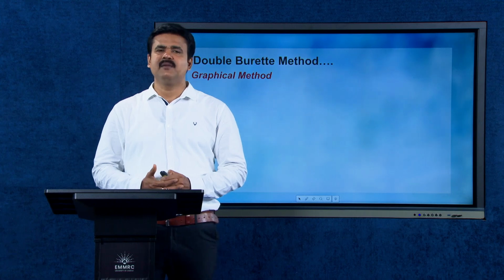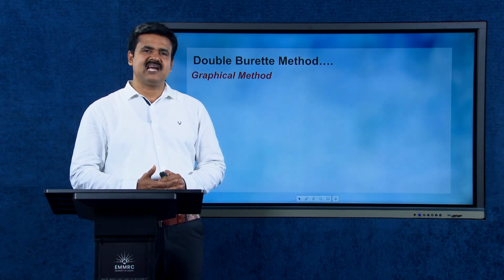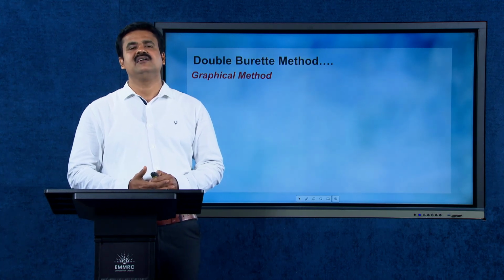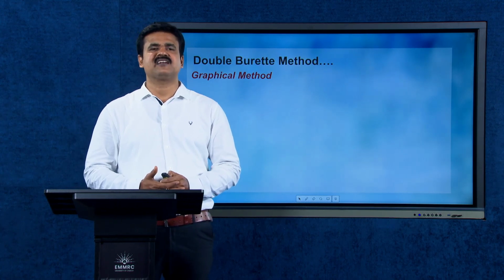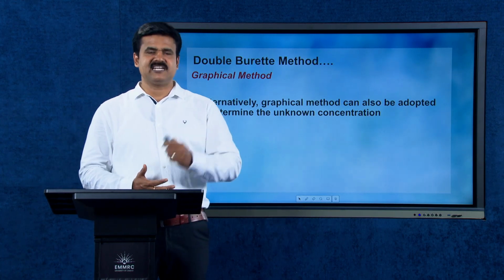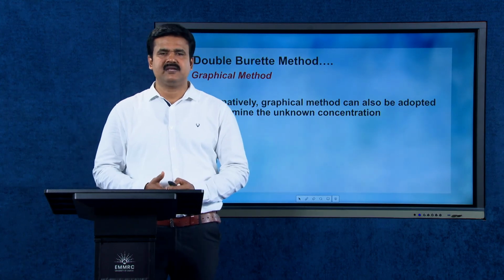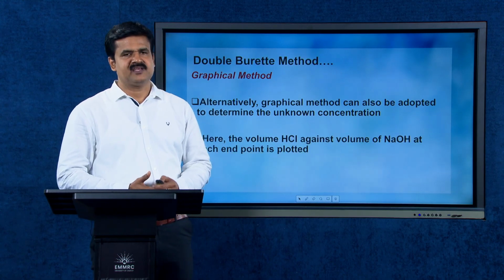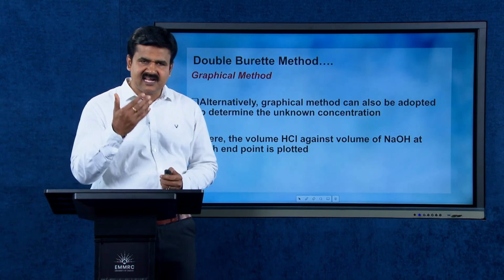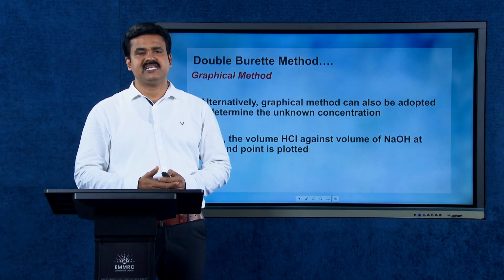Now, in the double burette method, you can also plot a graph, or a graph can also help in finding out the end point and the final normality. That is, we are now just discussing the graphical method. Alternatively, a graphical method can also be adopted to determine the unknown concentration. Here in the present experiment, the volume of hydrochloric acid against volume of NaOH at each end point is plotted.